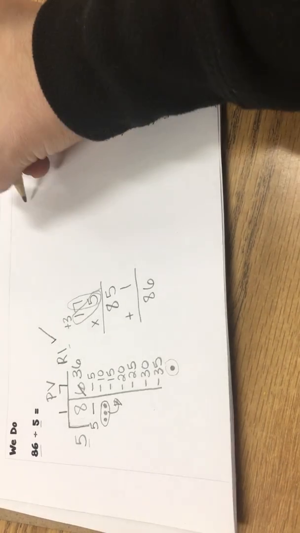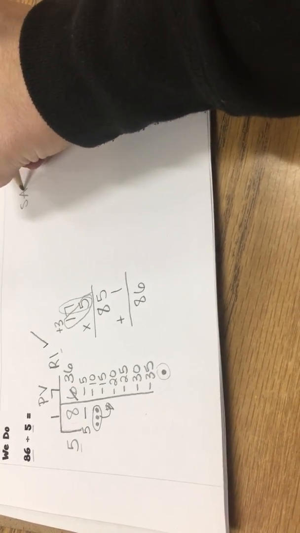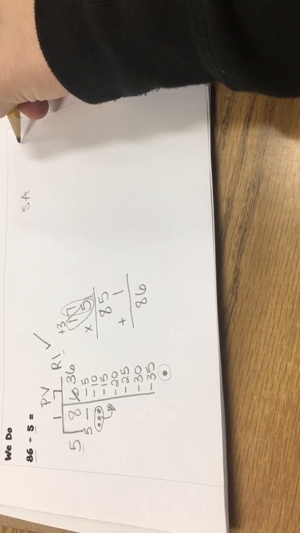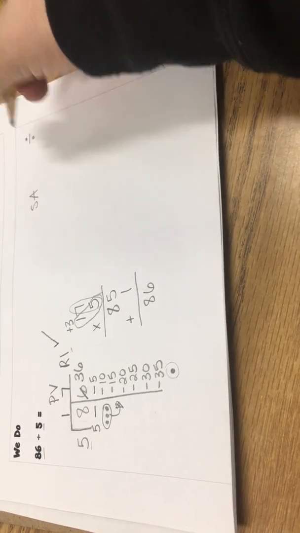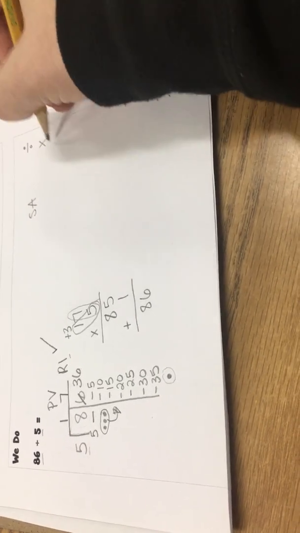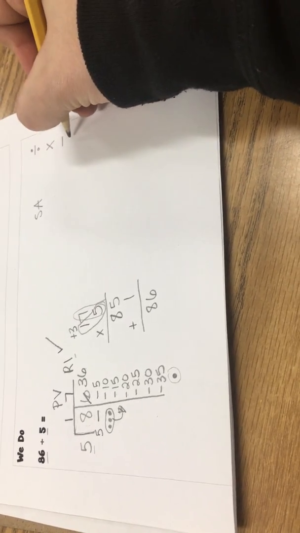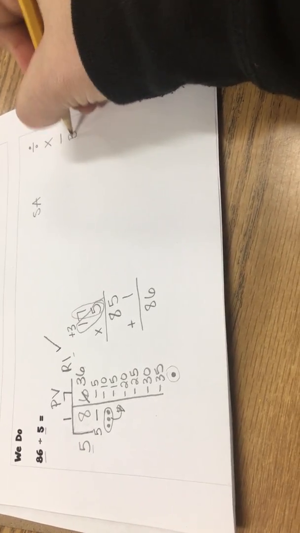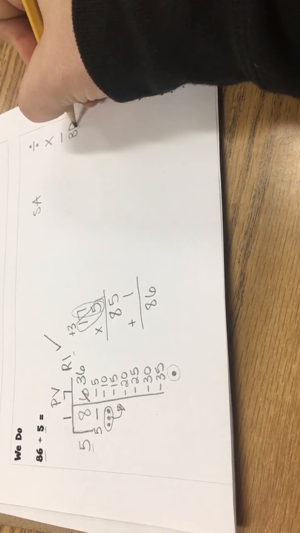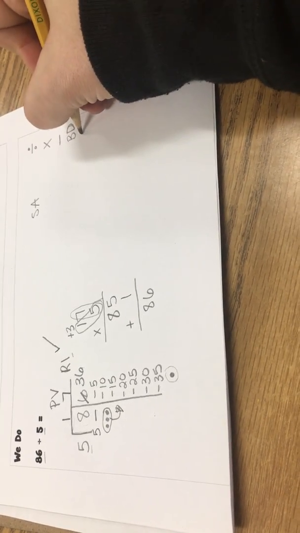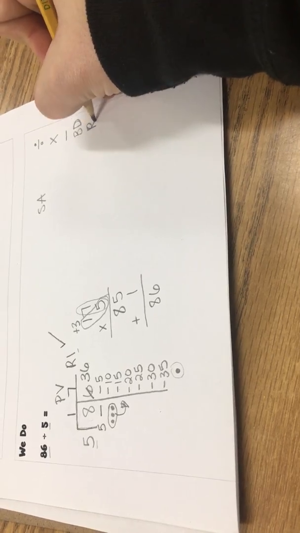Now let's do the standard algorithm. So remember to write your steps. We're going to divide, multiply, subtract. We may have to bring down, so I'm going to put a BD for bring down. And then we will repeat.